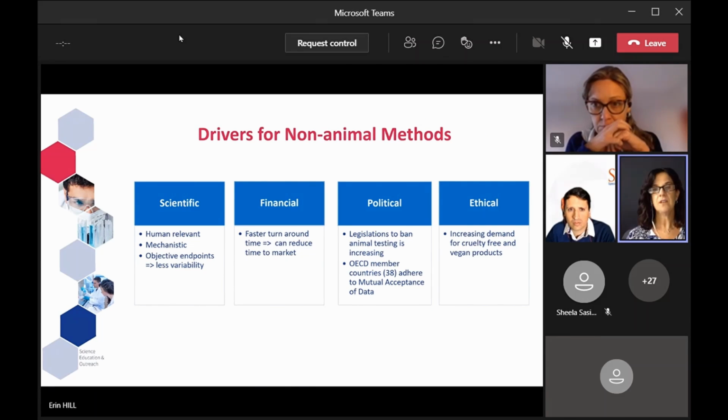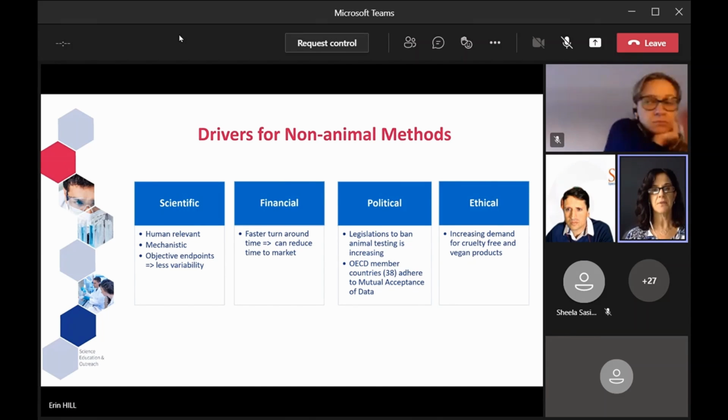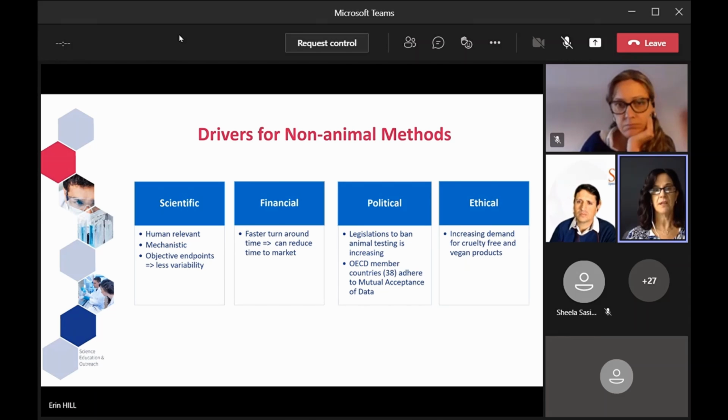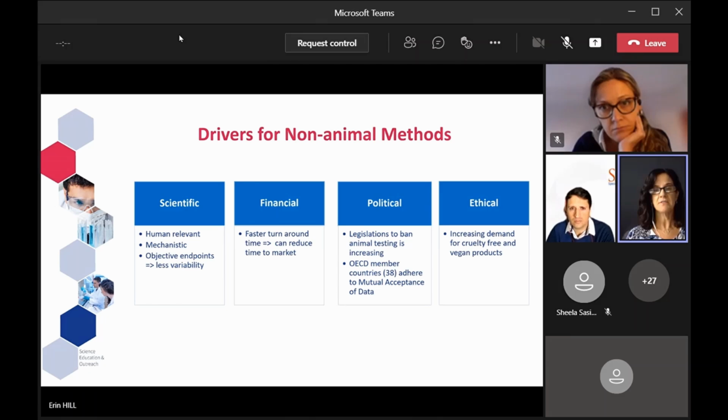When we look at drivers for the use of non-animal test methods, they are the same around the world. We see very similar drivers. Some of them are scientific. These methods are human relevant. They're very mechanistic, and they give objective endpoints, which means there's really less variability in the data. There are financial reasons. These test methods have a much faster turnaround time than animal test methods. This means you can put a product on the market much faster, which is more money for the company.